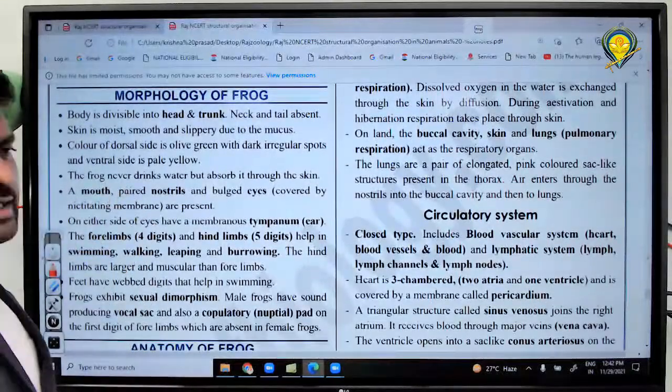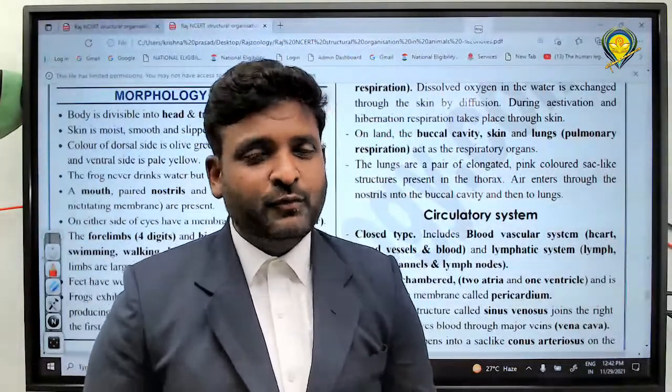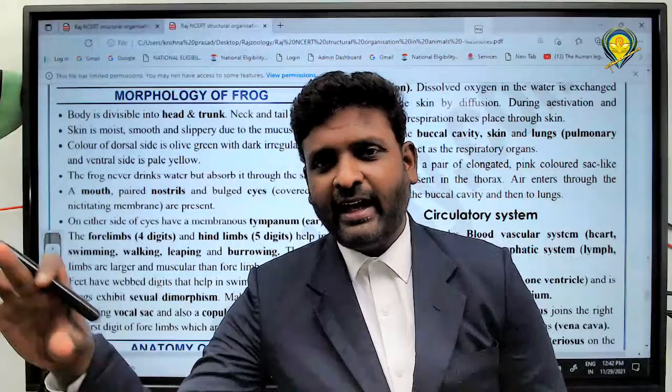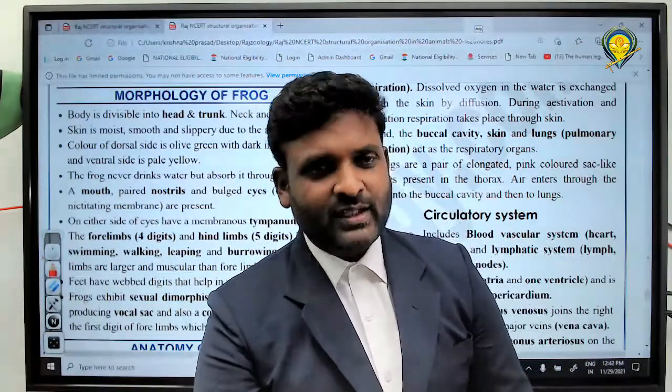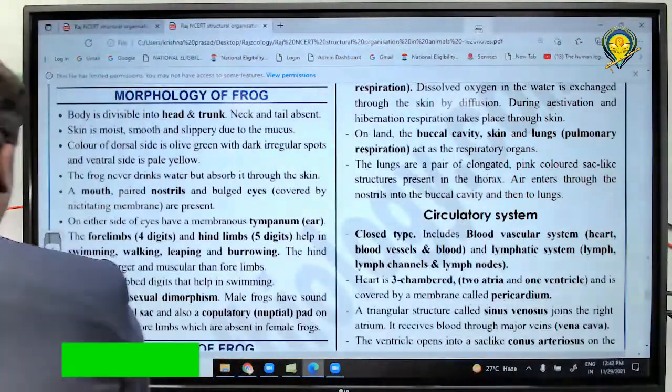Next one, morphology and anatomy we have discussed, right? So first we have discussed morphology. Morphology means what? External features. How could you find it, right? I will show you here.